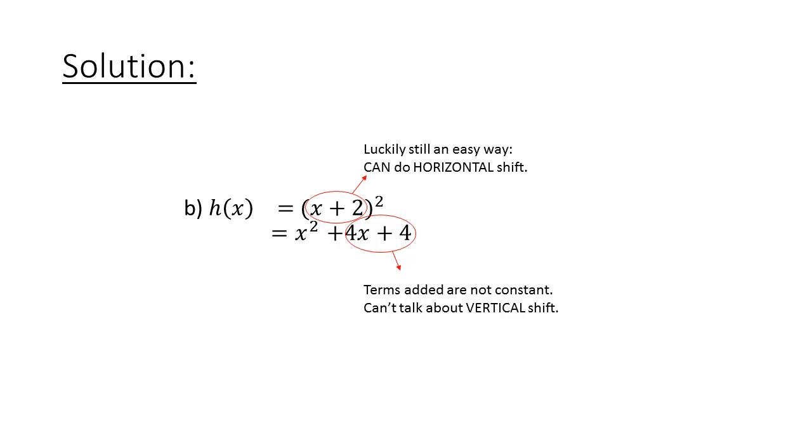However, there is still an easy way to deal with this change. Since we changed the x values, we will move the graph on the x-axis. This is called a horizontal shift. How we do the horizontal shift may not be as intuitive as a vertical shift. To understand this, let's make a table of values for both functions f and h.